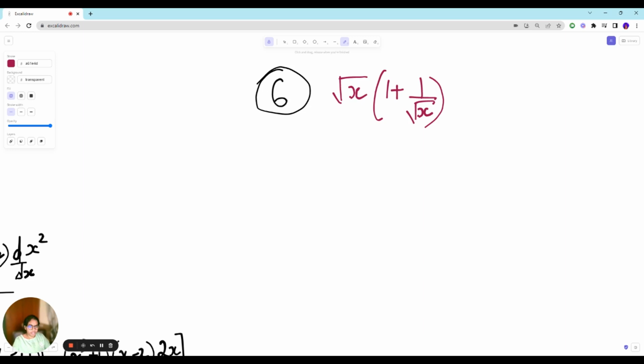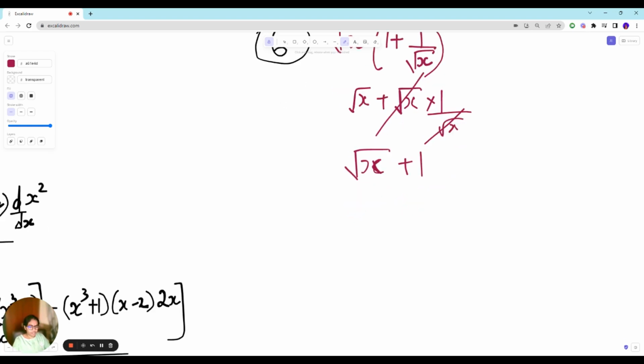Root x into 1 is what? Root x. Plus, what is root x into 1 divided by root x? That is 1. Correct? Or let me write one more step: root x into 1 divided by root x, root x gets cancelled, and the answer would be root x plus 1. What should we do now? We should find the derivative of this. Correct? d by dx of root x plus 1.